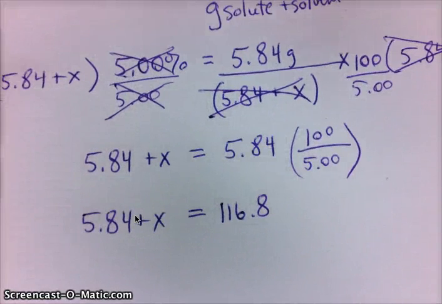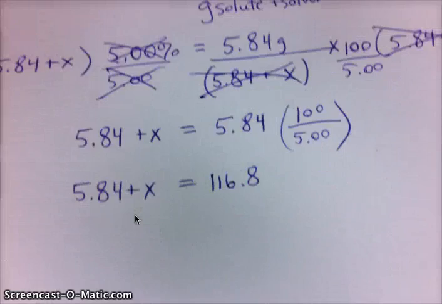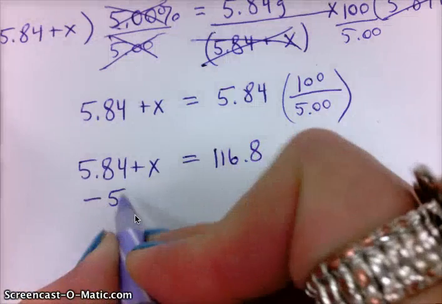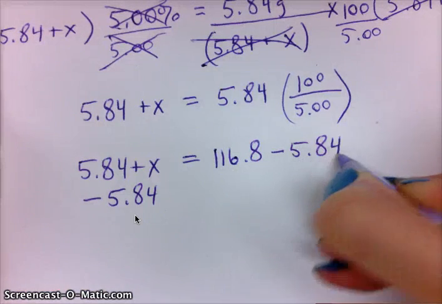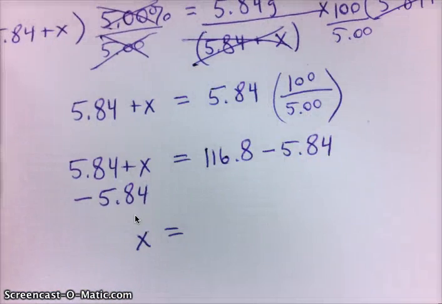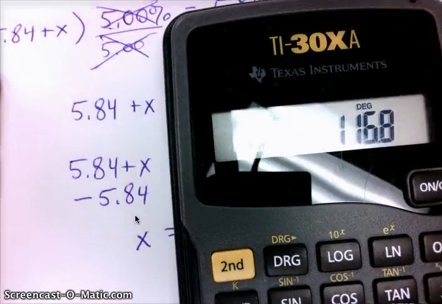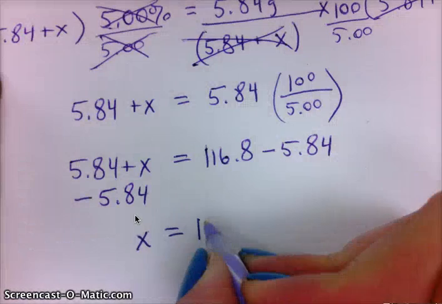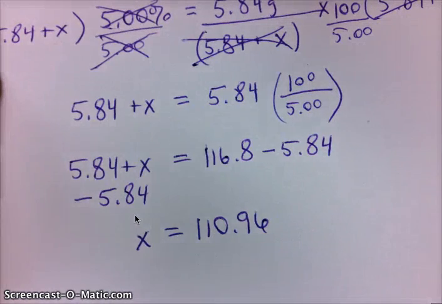Now I need to solve for my x. So I can subtract 5.84 from both sides. So I'm going to subtract 5.84 and subtract 5.84. This will give me x equals 116.8 minus 5.84 equals 110.96. Now I need to pay attention to my sig figs.